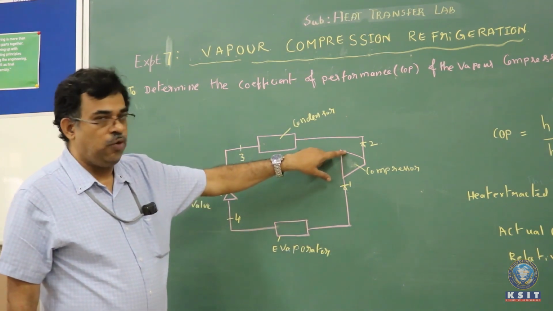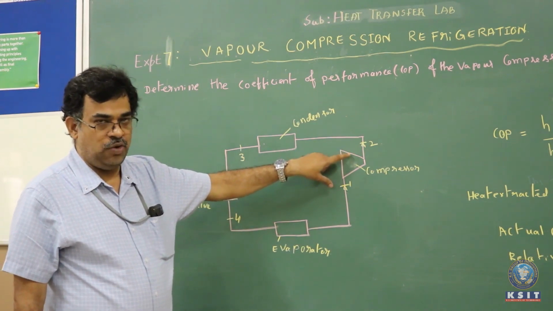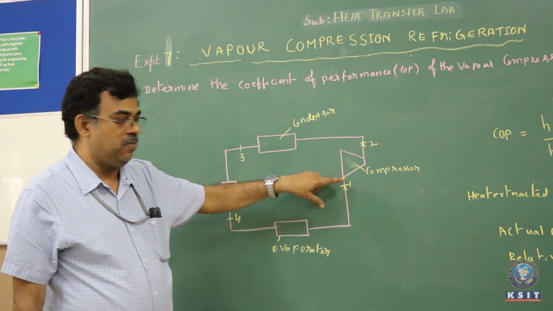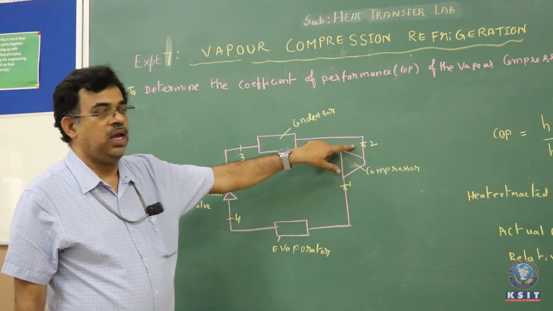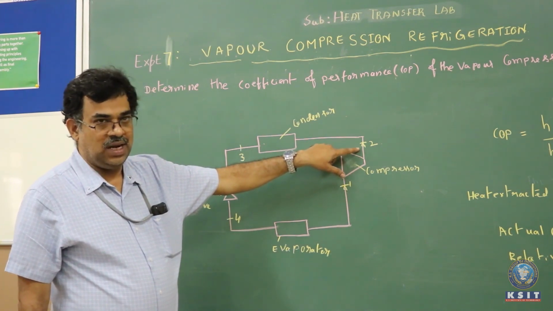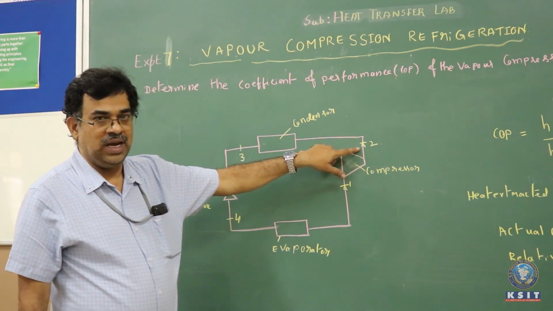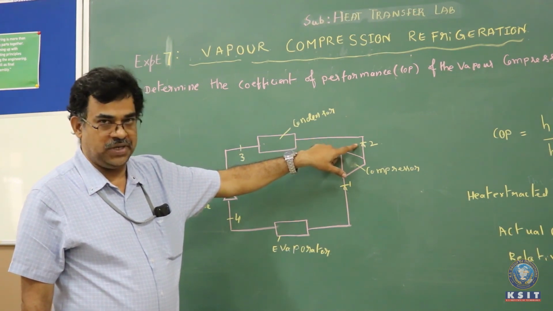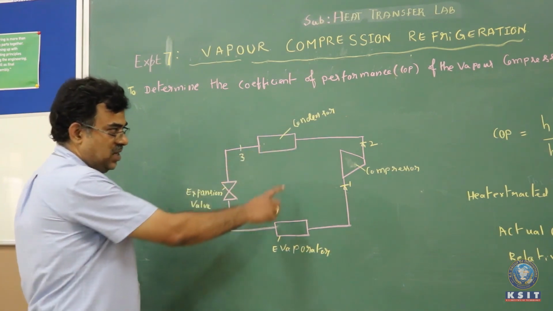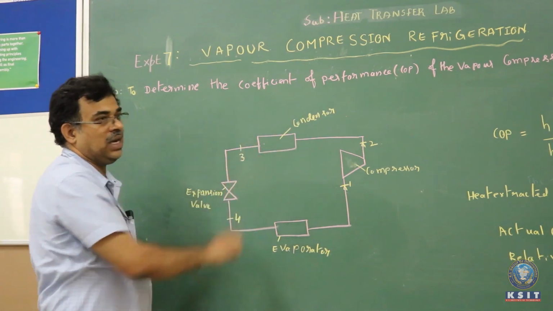Now it is isentropic compression. In isentropic compression, the refrigerant is compressed from low pressure to high pressure. After compressing, the refrigerant exits from the compressor at high temperature and high pressure. This high pressure, high temperature refrigerant passes through the condenser.